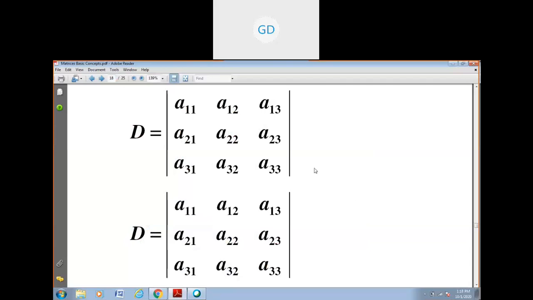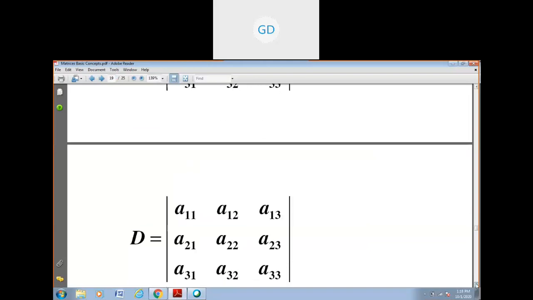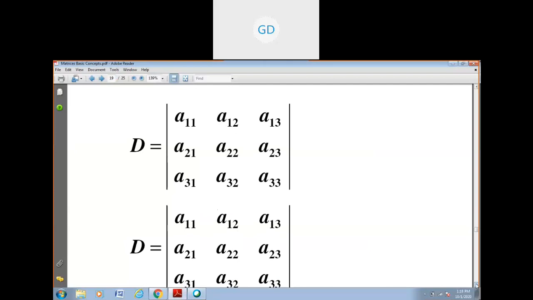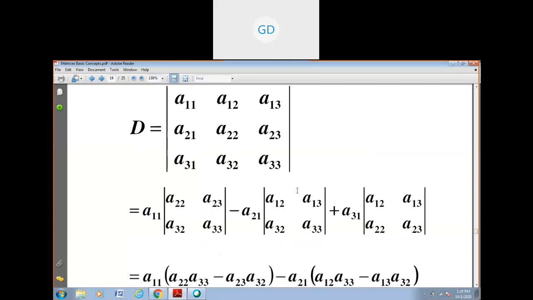Okay, first of all we have to choose any row or any column. We can expand along the first row or second row or third row, any one row or any one column. We have to choose one to expand it. So if we expand it along any row, then we will have the same value. So this is the determinant.